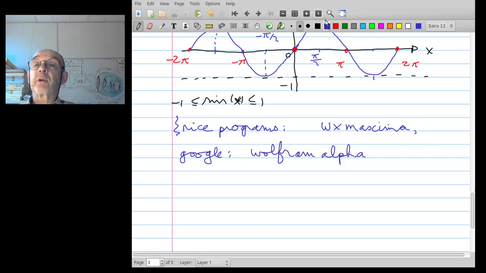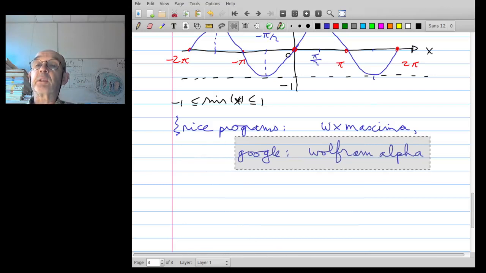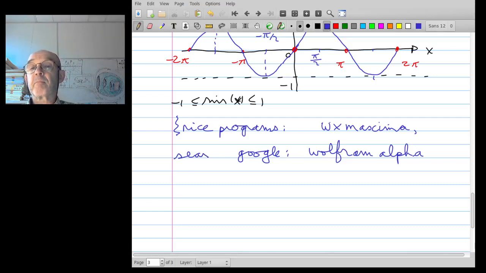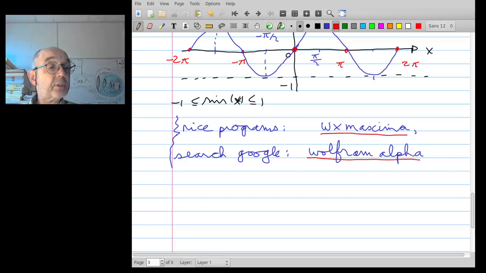So search with Google for Wolfram Alpha. If you Google and you search for WX Maxima, you will find the program, and the same for Wolfram Alpha. So search on the internet, and you will see some nice things.